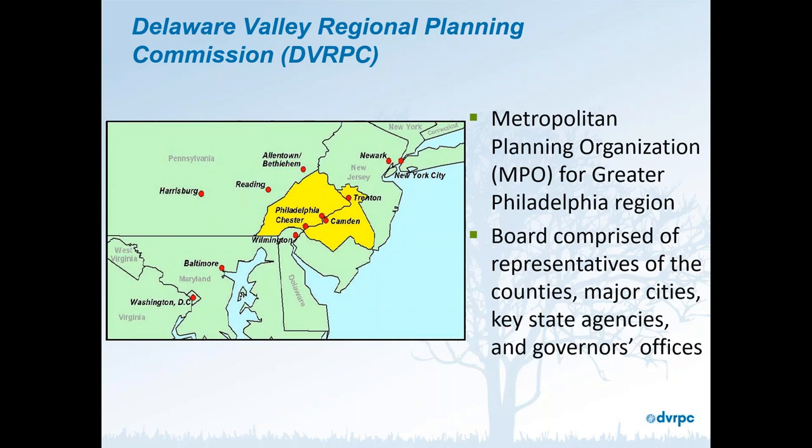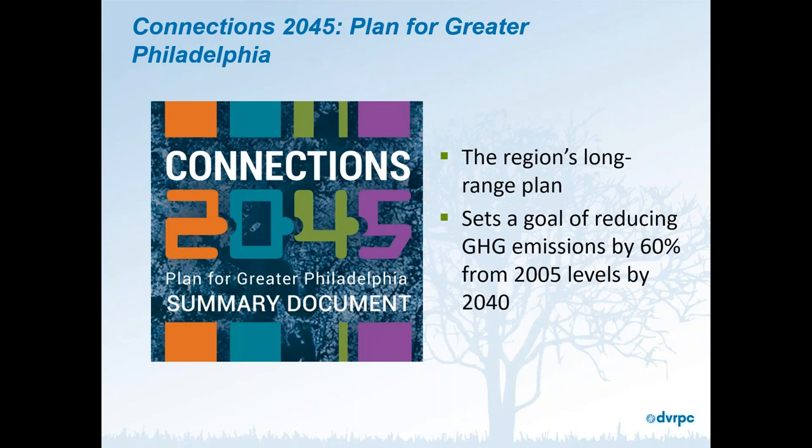Next slide, please. The region's long-range plan, Connections 2045, repeats the previous long-range plan, which was creatively called Connections 2040, goal of reducing greenhouse gas emissions by 60% from 2005 levels by 2040. This is in line with related commitments made by governments in the region, including Pennsylvania and the City of Philadelphia, which have both adopted reduction targets of 80% by 2050. This 80-by-50 goal is often cited as what is needed to limit the global temperature increase to no more than 1.5 degrees Celsius above pre-industrial levels. Next slide, please.